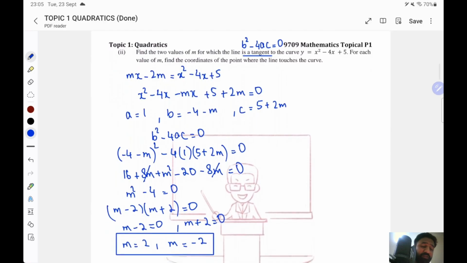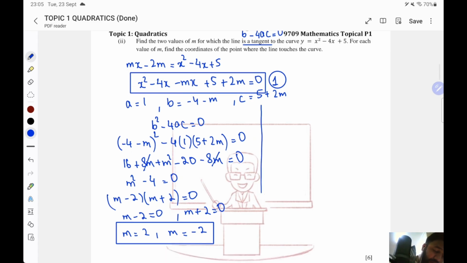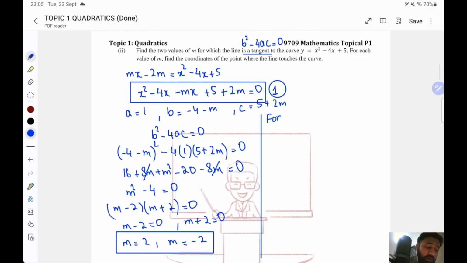The second portion of the question says that for each value of m, find the coordinates of the point where the line touches the curve. So we need to substitute each value of m into this equation. Let me label this equation as equation number 1. We have found two values of m. We are going to substitute both values of m over here one by one, and we'll find the coordinates where the line touches the curve.